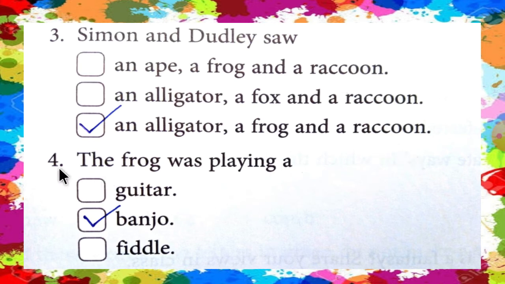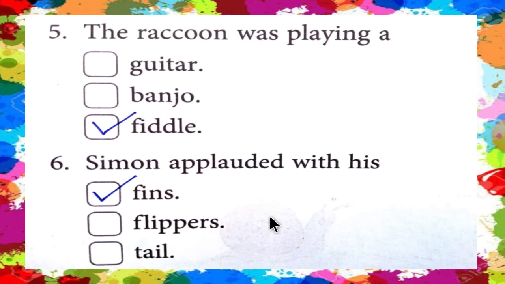Then, question 4. The frog was playing a banjo. Then next is question 5. The raccoon was playing a fiddle. And question 6. Simon applauded with his fins.